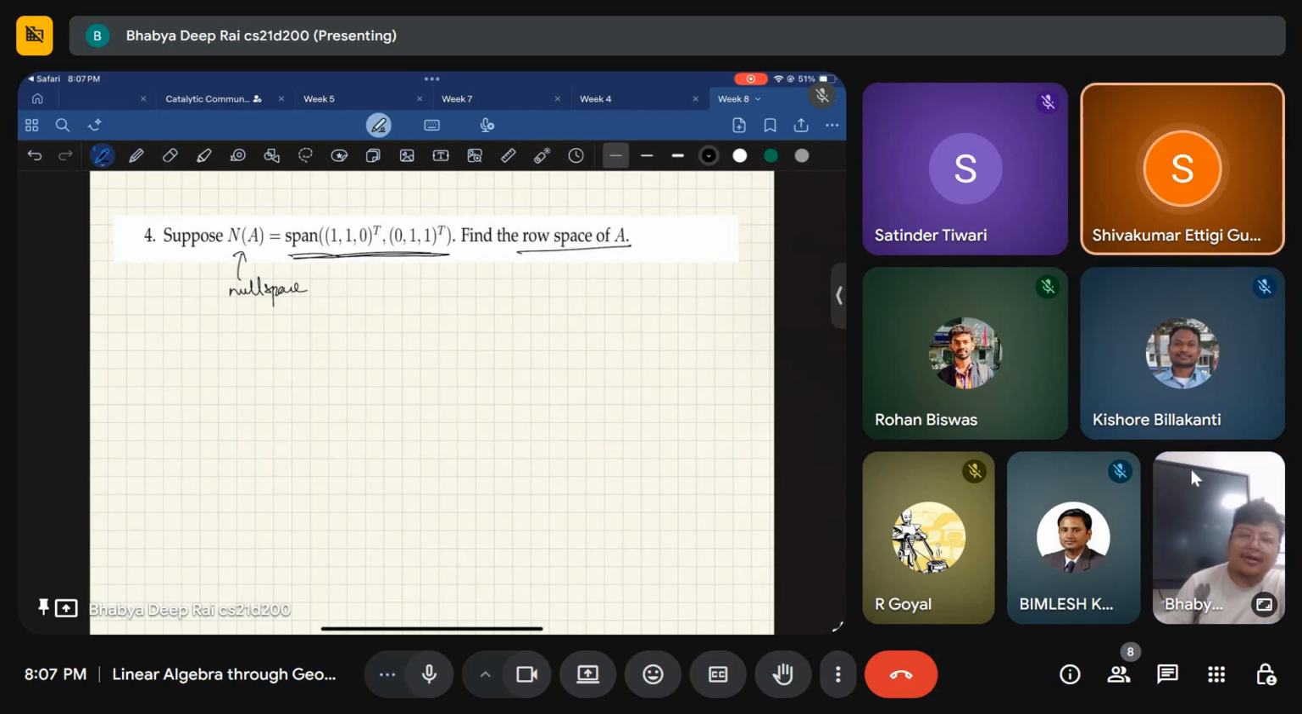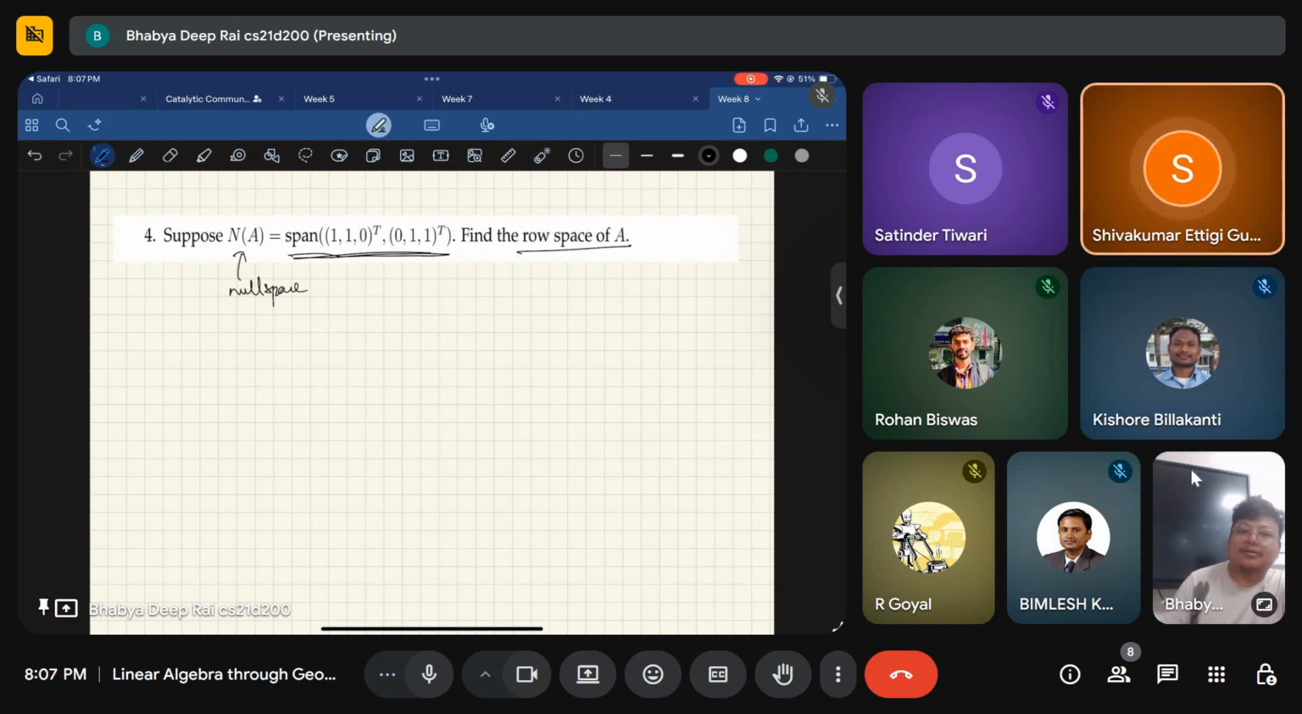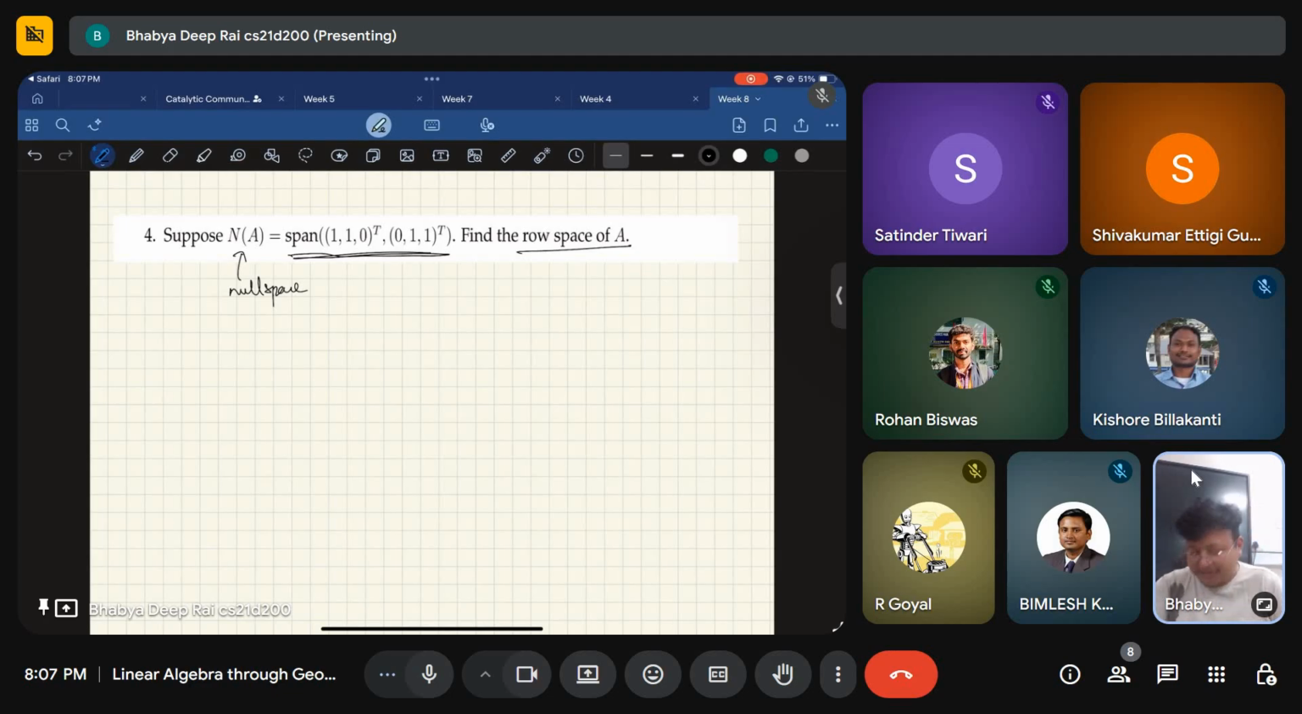In this question, the first part is, of course, you need to use the rank nullity. But the next thing is you need to find the row space. So if you need to find the row space, you need to use a property of the null space. How is null space related to row space? That is orthogonal. Exactly.